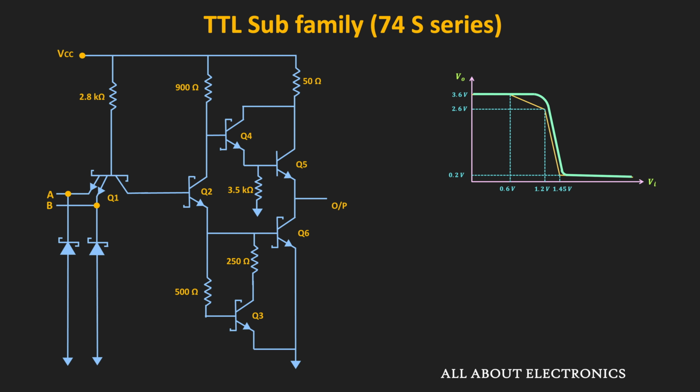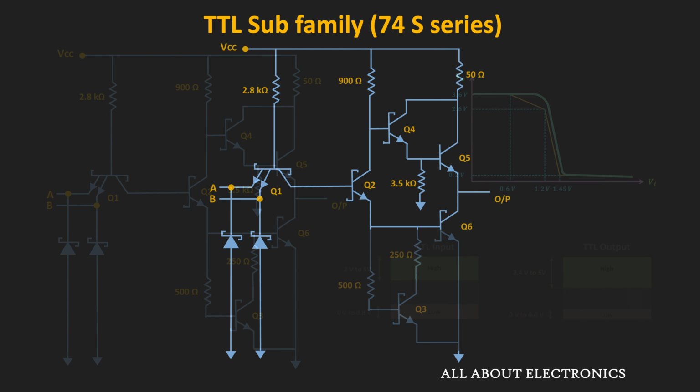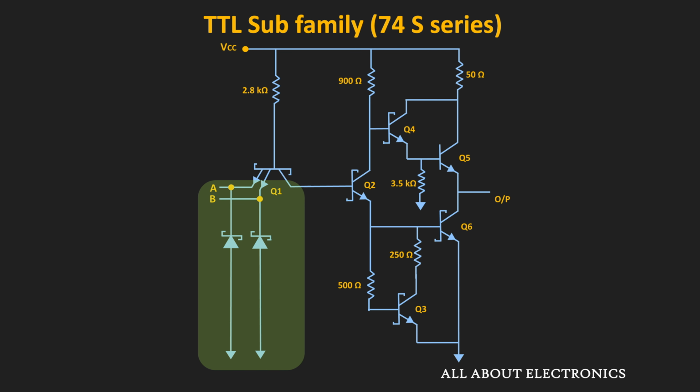So apart from all these changes compared to the standard TTL version, here we also have the Schottky diodes at the input side. So these diodes provide the negative voltage protection, and they also remove the ringing. So because of all these design changes, we get the improvement in the speed.